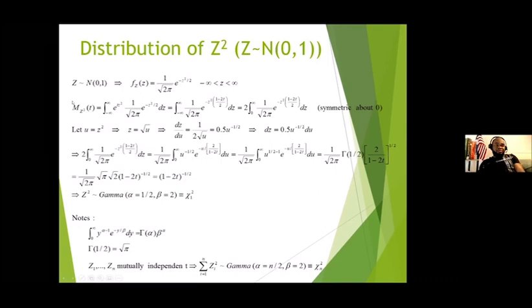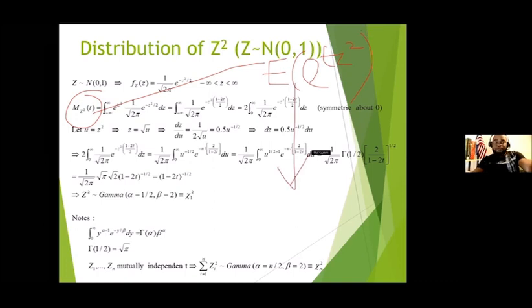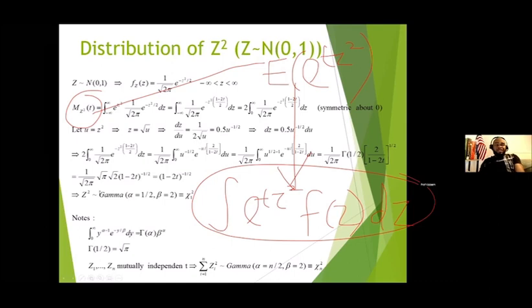That was why, if you take a look at this, I'm seeking to get the moment generating function of Z squared. If I want to get that, what I'm actually going to do is the expected value of exponential t Z squared. That's what I want to find. And don't forget that for a continuous random variable, this is the same thing as the integral of exponential t Z squared times f of z dz. So this is what we actually want to use, and that is what we're interpreting right here.